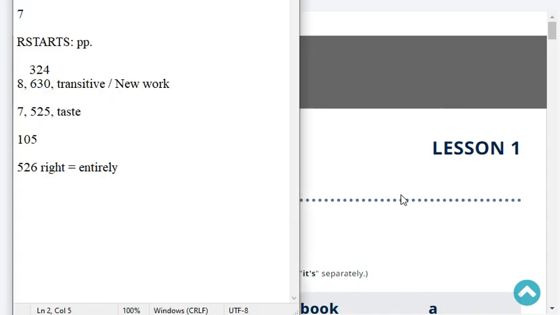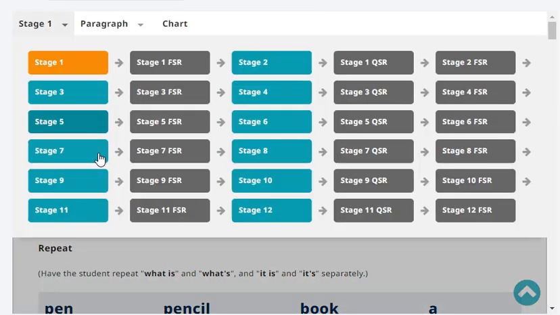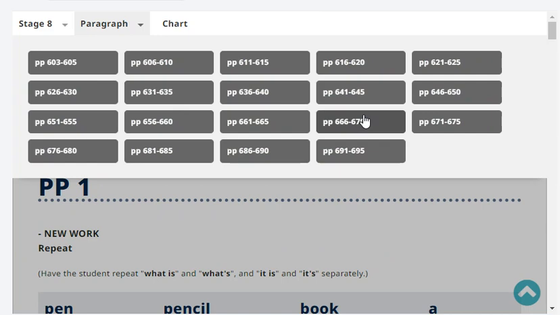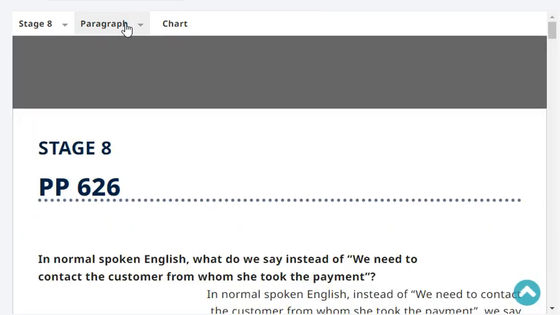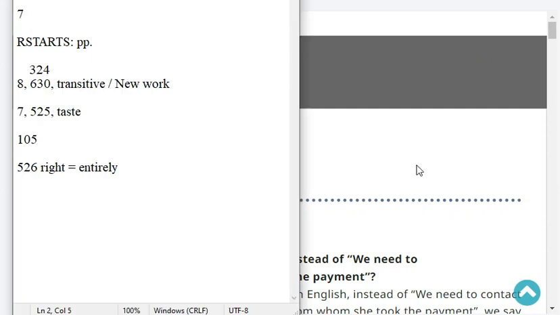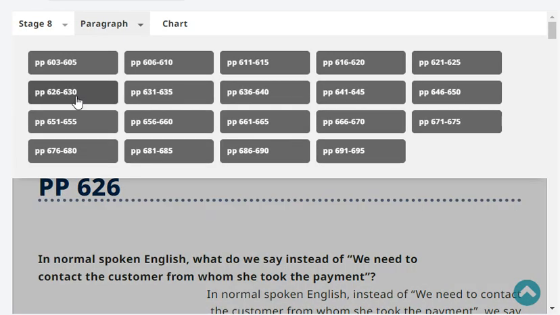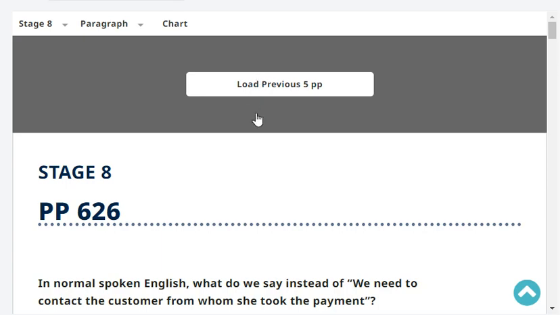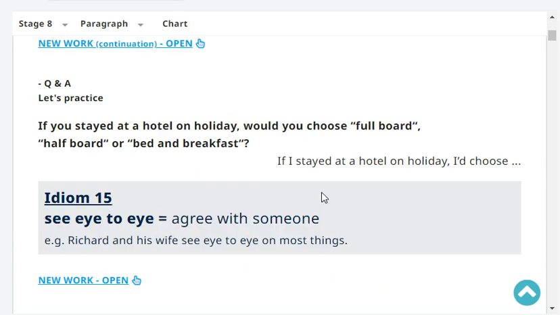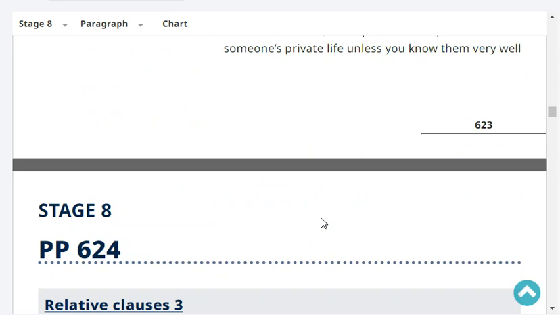Report says we are at stage 8, paragraph page 630. Okay, here we go. And our last head word was transitive, new word type of lesson. Okay, so let's start with our revision. Ready? Okay, let me just scroll down. Here we go. First question.